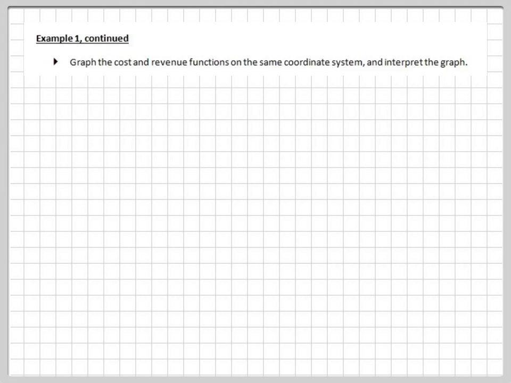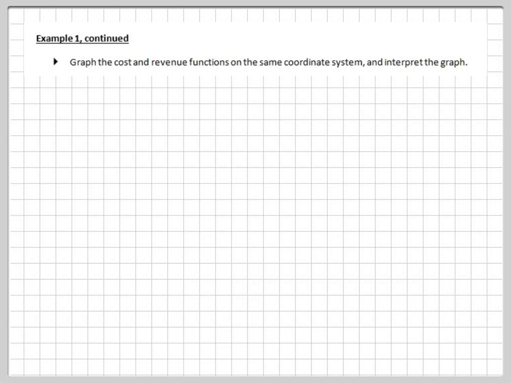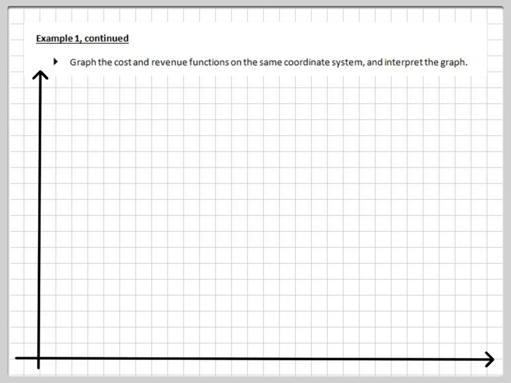Graph the cost and revenue functions on the same coordinate system and interpret the graph. And we have some questions that we can use to interpret the graph. So we'll get to that part next. But let's start with the graphing. So I'll draw some axes here. And on your worksheet I've given you some axes as well.